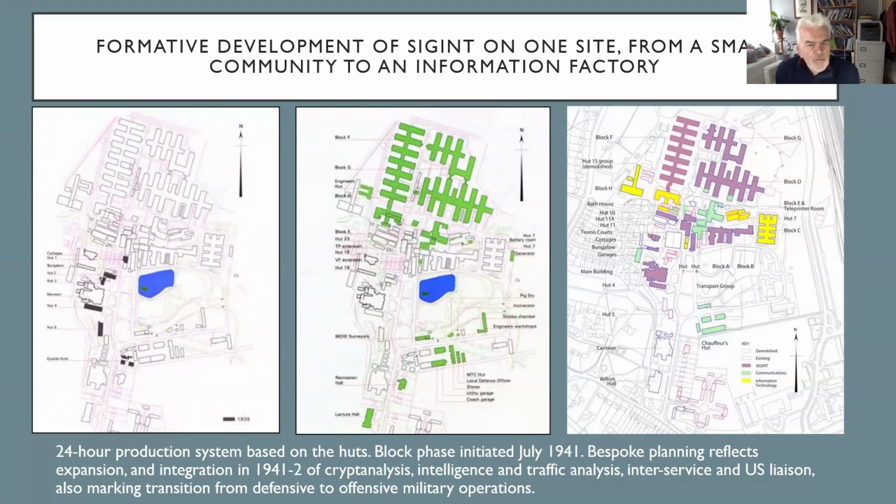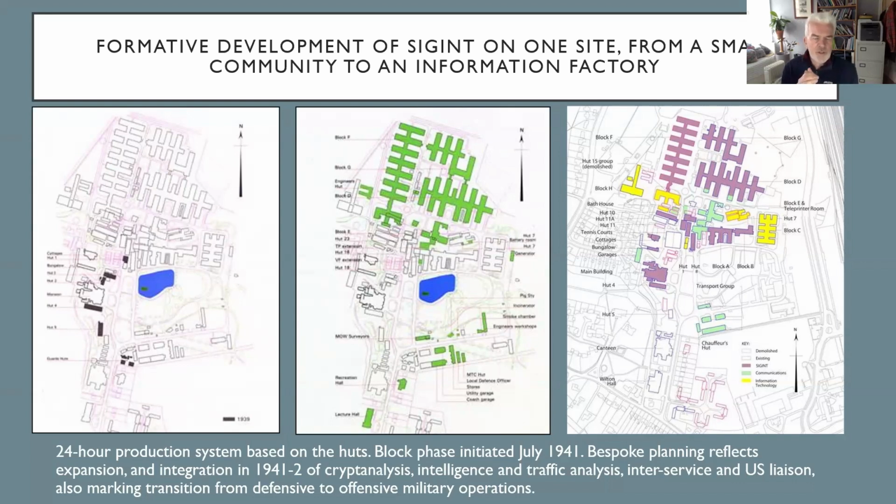The block phase was initiated in July 1941. You can see the blocks there in green in the center slide. And then developing on the right-hand side is a diagram that's trying to align the understanding of the different functions of Bletchley Park in terms of the signals intelligence, the information technology buildings, and of course the importance of communications, hugely important.